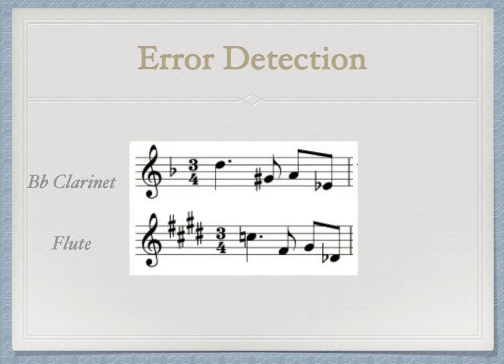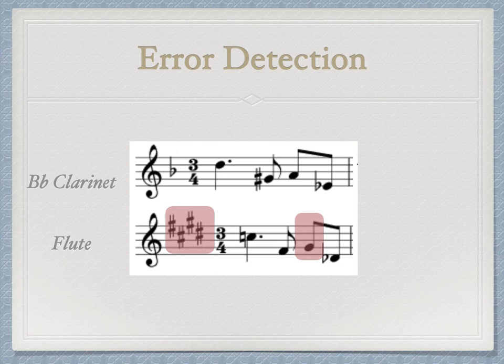Here's the last example. There are 2 errors in this transposition from the B-flat clarinet to the flute line. Can you find them? Pause the video and take your time. You should have found that the key signature is inaccurate, as well as the G sharp on beat 3.